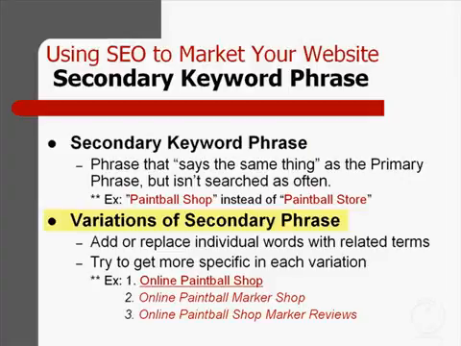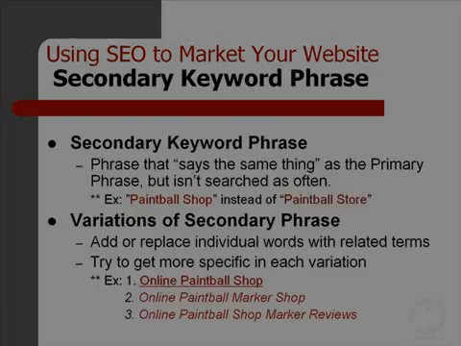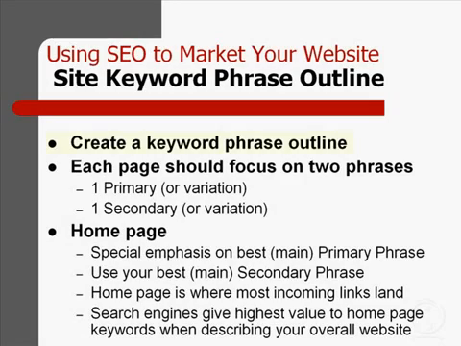You want to get more specific each time. So a good secondary phrase variation would be online paintball marker shop, for those people who refer to stores as shops and are looking specifically for paintball markers. And finally, you want to come up with an outline for which phrases go where. Now, the general rule of thumb here is that each web page, each page on your website should focus on one primary key phrase or variation and a secondary keyword phrase or variation.